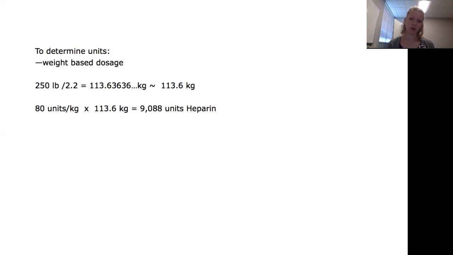Now I'm going to take that total weight times my order of units per kilogram in order to find out what's the entire amount of medication this patient needs based on their weight. So we take 80 units per kilogram times 113.6 kilograms. It's equal to 9,088 units of heparin. Now, my kilogram label by my 80 units per kilogram is on the bottom of my fraction. So it cancels out when I take it times my patient's total weight in kilograms, and I'm left with just a label of units.